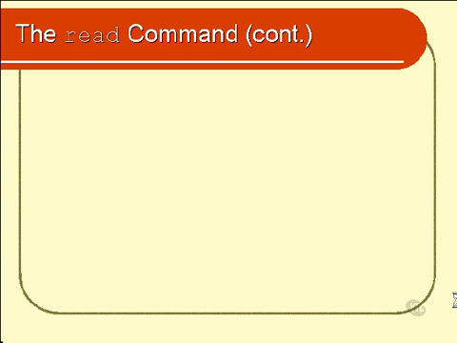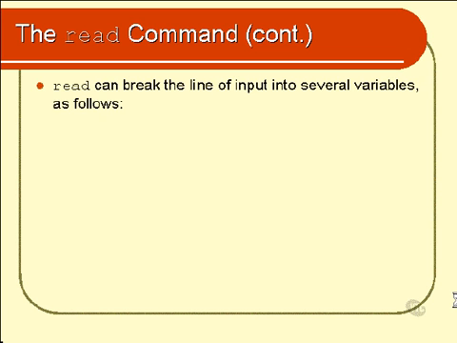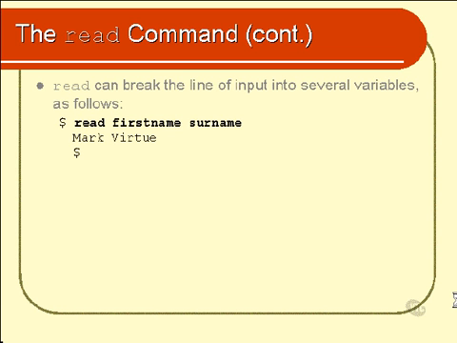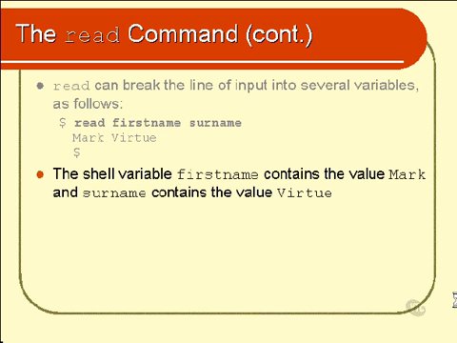Moving on, a little bit more about the read command. It's actually possible to break the line of input that was typed in by the user across several variables as follows. You could possibly do it as read firstname surname, and then the Mark would go into firstname and the Virtue would go into surname. So you can actually read the contents of two variables simultaneously.